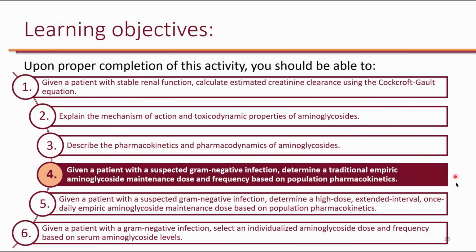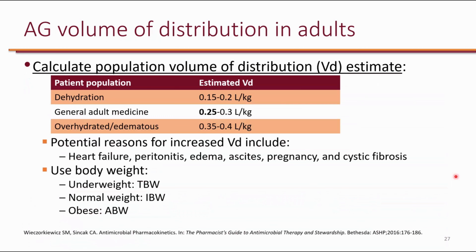We looked at mechanism of action and PK/PD of aminoglycosides. Now the next learning objective is, given a patient with a suspected gram-negative infection, determine a traditional empiric aminoglycoside maintenance dose and frequency based on population kinetics. Once you assess patient's body weight and creatinine clearance, the next step is to calculate population volume of distribution. And by population, we mean that these numbers are derived from population studies. So these are actually an estimate of what it would be in your patient.